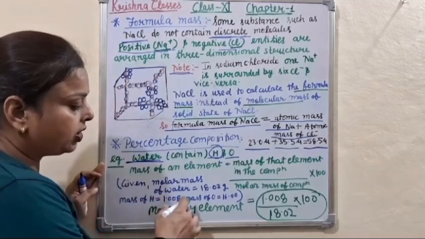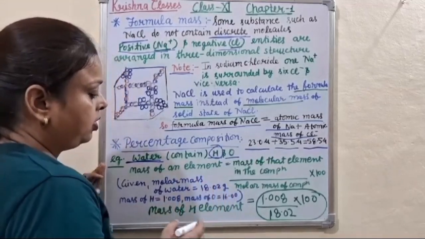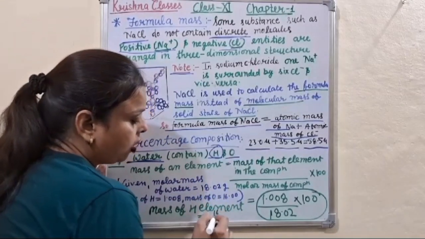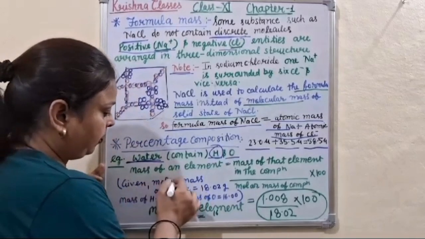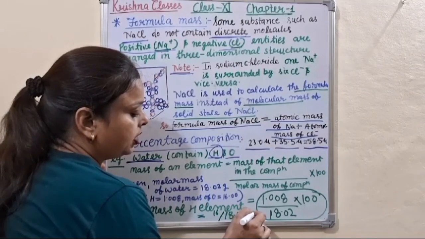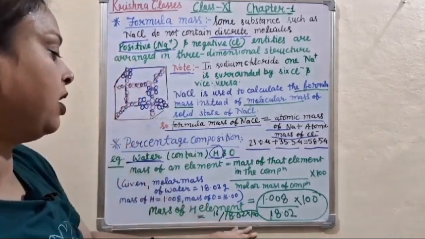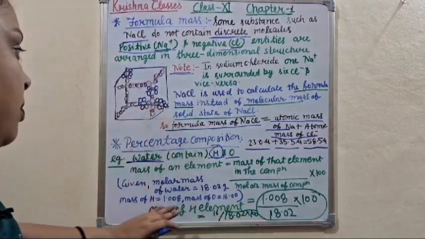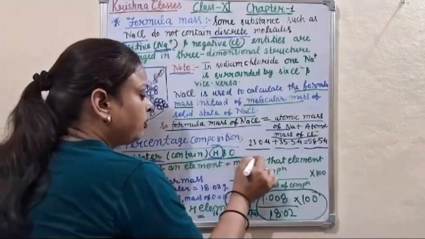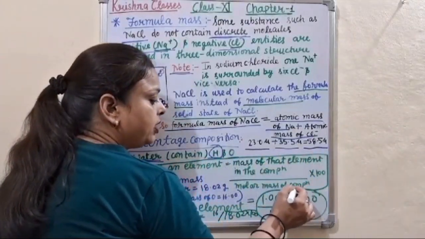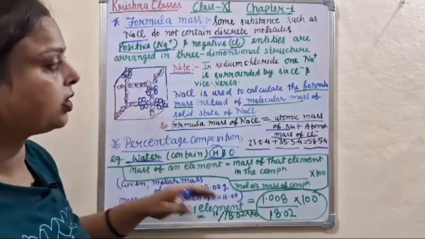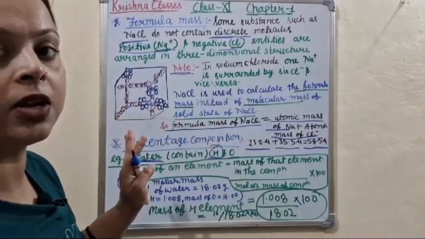How can we calculate percentage composition of oxygen in water? Mass of oxygen is 16. So we write 16 upon total mass of the water, 18.02, into 100. This is the mass of the oxygen. So by this process we calculate the percentage composition. The formula of percentage composition has been given here. I will also discuss in my next video again what the percentage composition is.